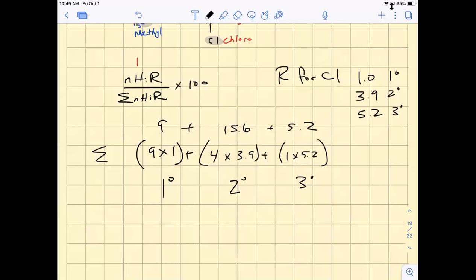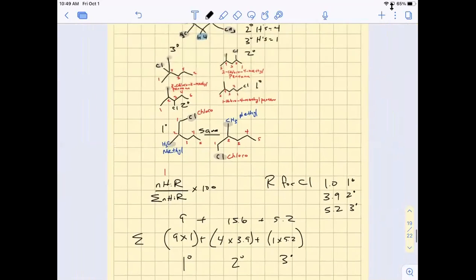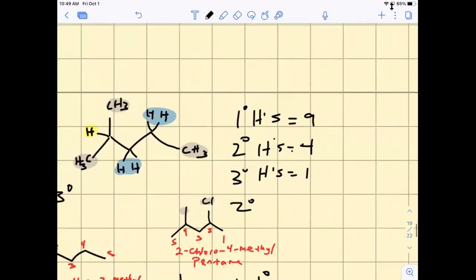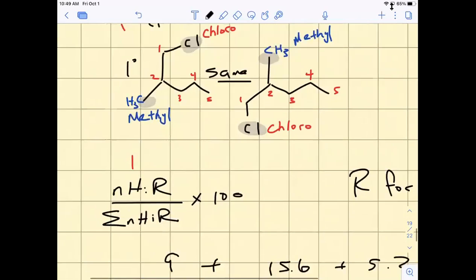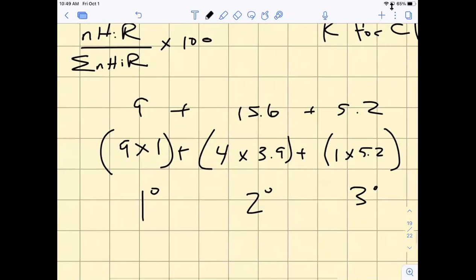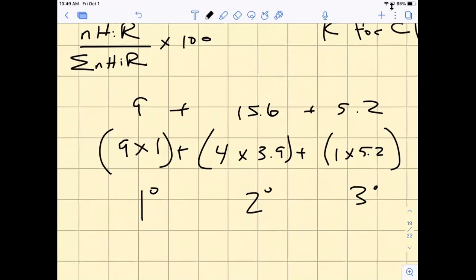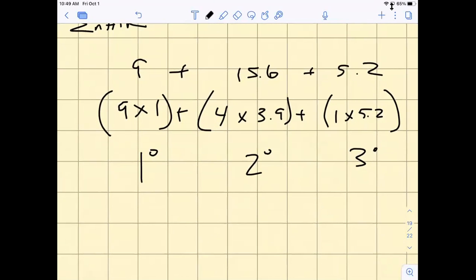All right, so we have the sum at the bottom. We picked out from our molecule, because we're calculating the product distribution, that there are 9 primaries, 4 secondaries, and 1 tertiary. So now we're just doing the sum. That's going to be 14.2 and 15.6 is 29.8.